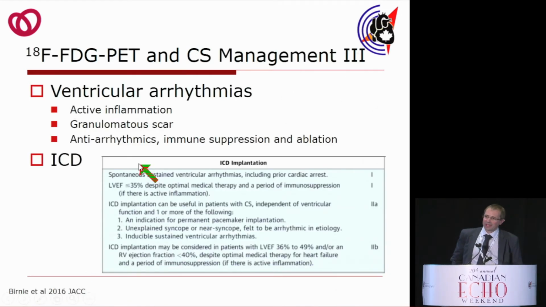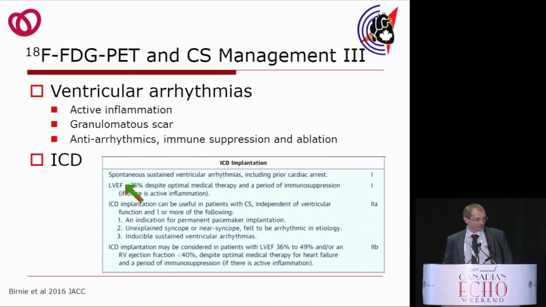So what about ICDs in these patients, and can FDG imaging influence what we do? The Heart Rhythm Society has guidelines in terms of management of cardiac sarcoid, and this is their suggestions. When a patient with cardiac sarcoid has VT, they need to be treated in the usual manner with antiarrhythmics. They may or may not require immune suppression based on their FDG images.